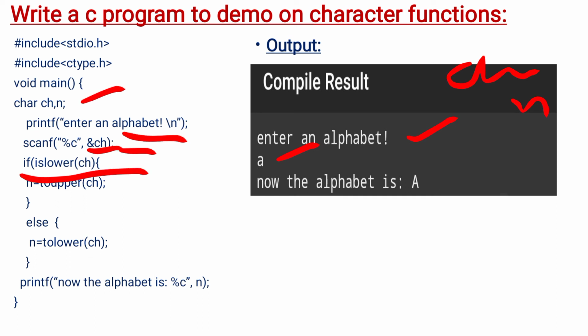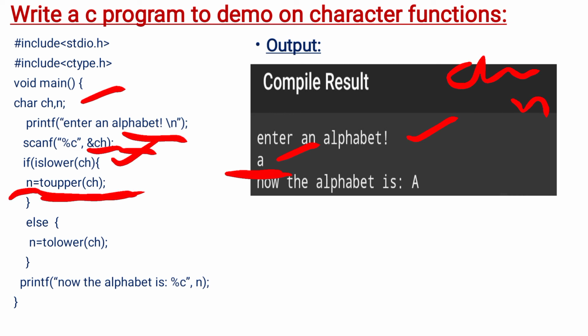If islower of ch means this condition is going to check whether the value of ch is in lowercase or not. Already a is lowercase. We just entered lowercase a, right? So already it is lower. That's why this condition is true. So if the condition is true, n equals toupper of ch. toupper of ch is the function which is used to convert the given lowercase alphabet into uppercase. And the result will be stored in the variable n.